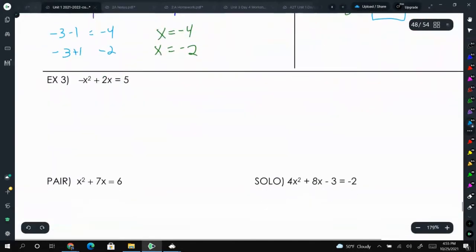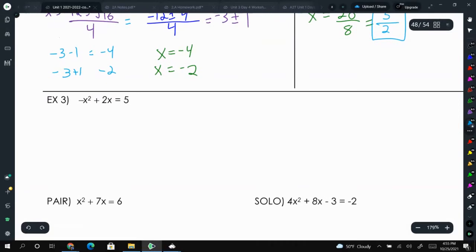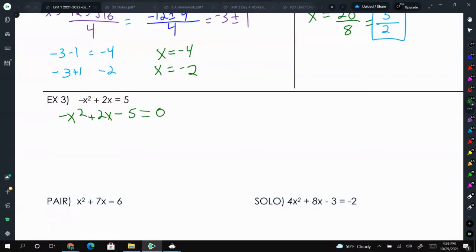Right, let's look at example number 3. This doesn't equal 0 yet, so we're going to subtract 5 from both sides. So negative x squared plus 2x minus 5 equals 0. Now, with all the other methods we've used, factoring, square rooting, and even completing the square, we wanted our a value to be positive. Since the quadratic formula works regardless, we can use it when our a is negative. The other methods could be used when a was negative, it was just a bit more difficult. This one is not any more difficult if your a value is negative.